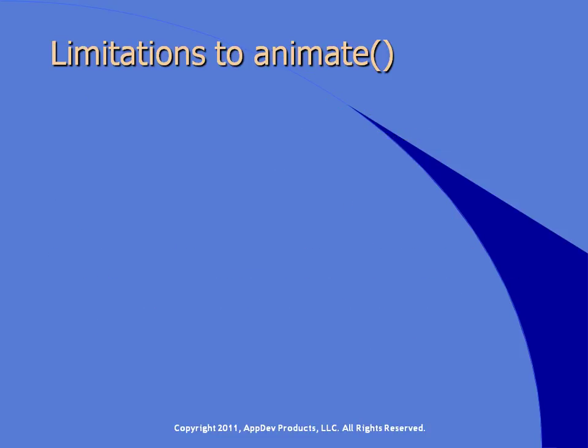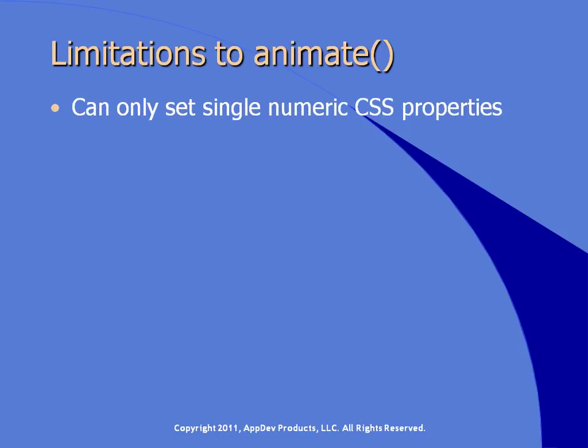Now, the animate method does have a few limitations. These aren't really very severe and don't limit the method too much, but they do affect which properties you can animate. The first limitation is that you can only set single numeric CSS properties. And there's just a few kind of rare exceptions. But this means that you can't animate colors or most other non-numeric, non-single numeric properties.